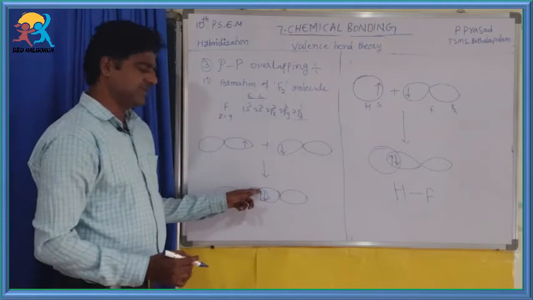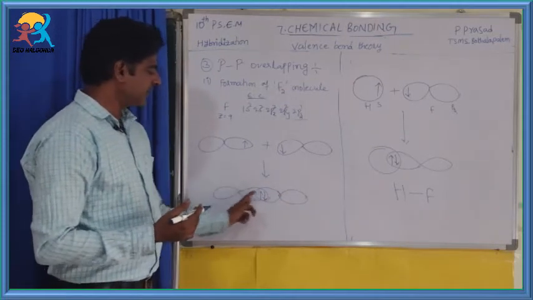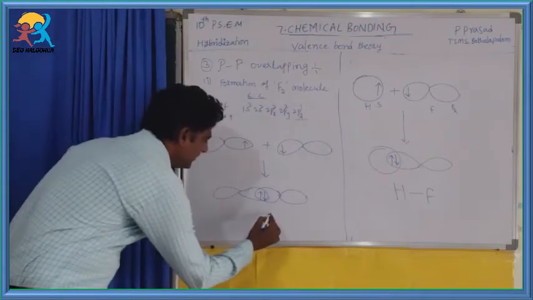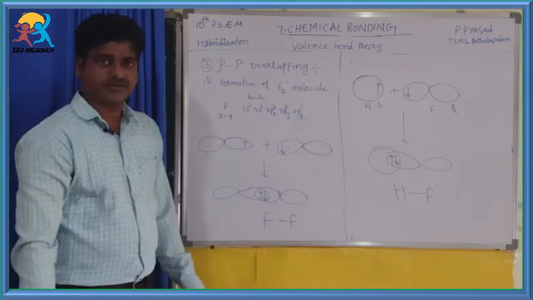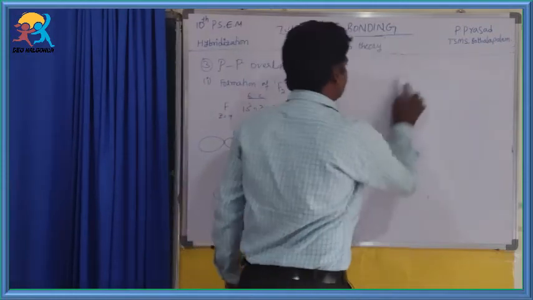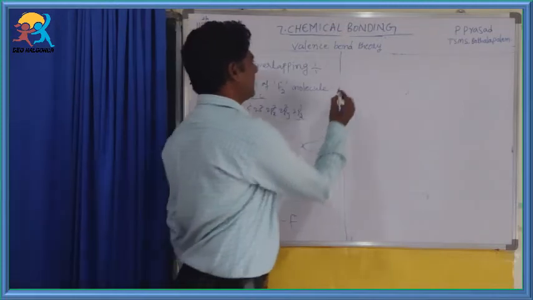By partial merging, that means by overlapping. Here, which orbitals overlap? P orbital and p orbital. So it is called pp overlapping. Next, I am taking another example for pp overlapping, formation of O2 molecule.